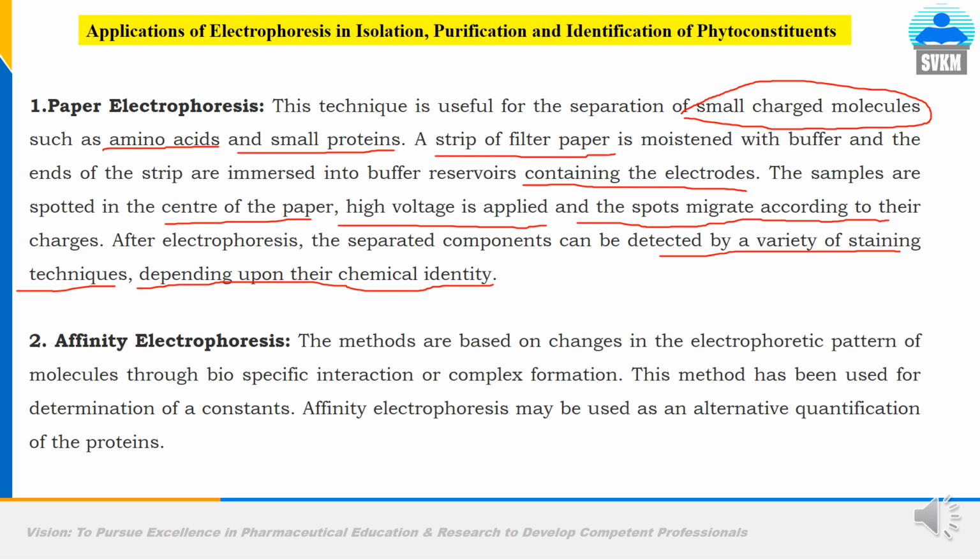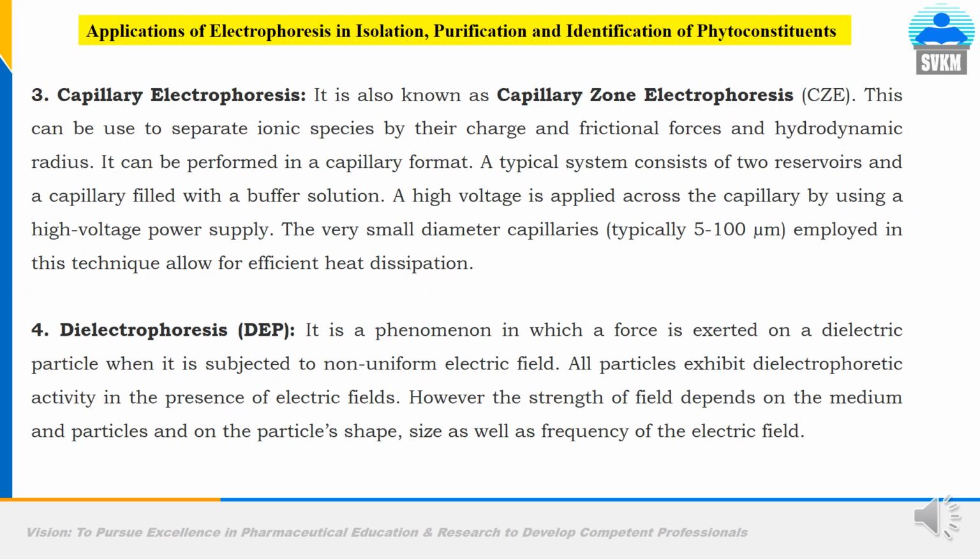Affinity electrophoresis. The methods are based on change in the electrophoretic pattern of molecules through biospecific interactions or complex formation. So, this method has been used for determination of binding constants. Some compounds have very close affinity towards particular anionic and cationic electrodes. So, based upon their quantification, the alternative quantification of proteins or amino acids, especially plant proteins and plant amino acids, can be done. Separation of these compounds is facilitated by affinity electrophoresis.